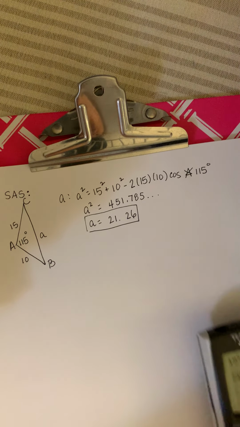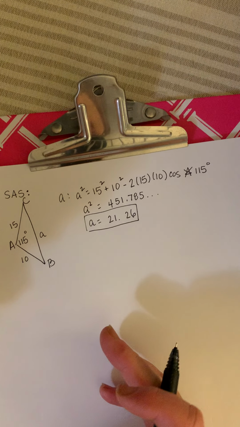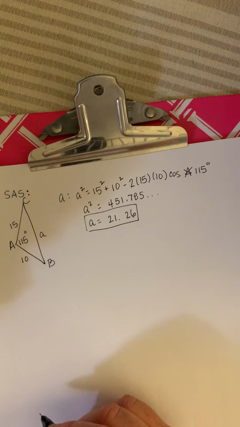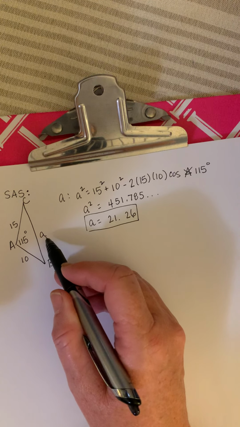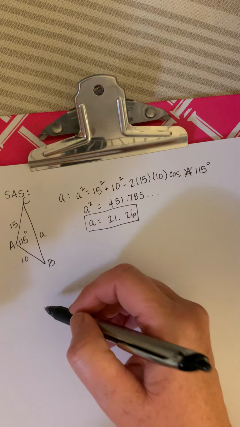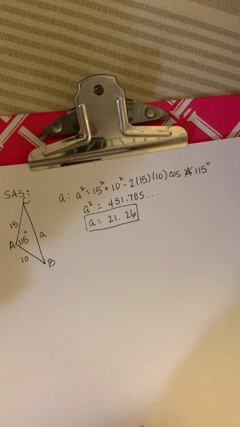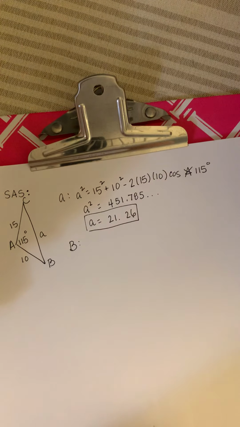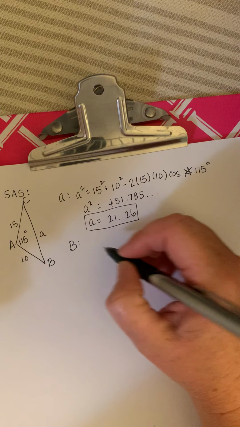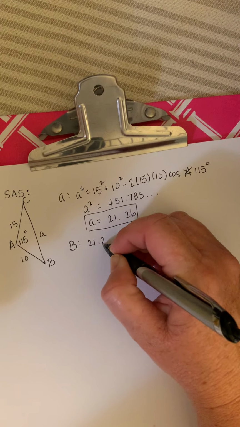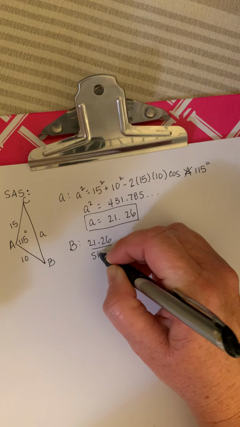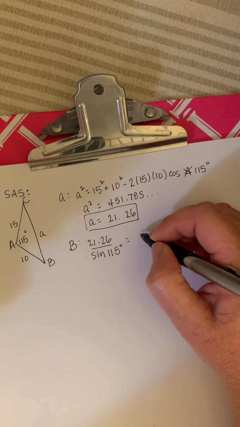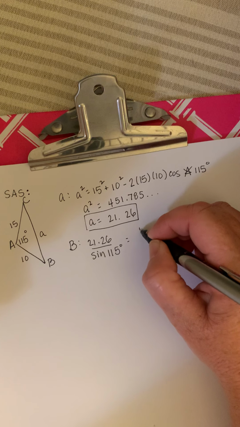Okay, now what do you think? Oh, you've noticed that we have a pair? Absolutely correct. We do have a pair. We now know side A, angle A, so we can find either of the other two angles and it doesn't matter which one. Okay, so let's go ahead and find angle B. Okay, so A was 21.26 over the sine of A, which is 115, equals B, which is 15.